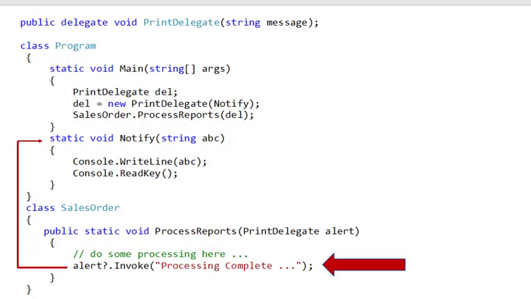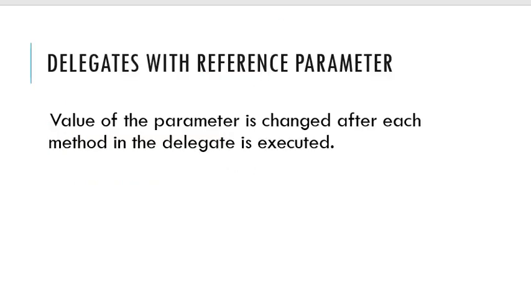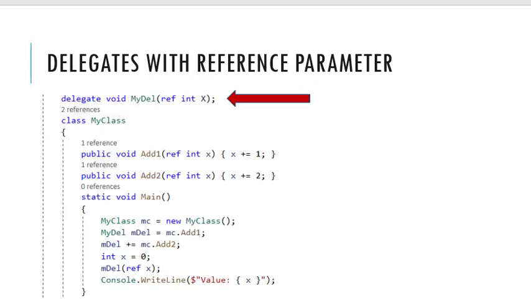Callback methods are used to plug in logic at runtime to other methods of other classes. This technique is used to plug in custom logic to other classes without inheriting them. When a reference parameter is passed to a delegate, the value of the parameter is changed after each method in the delegate is executed. Here in this example, a delegate myDel is declared which accepts a reference as parameter.